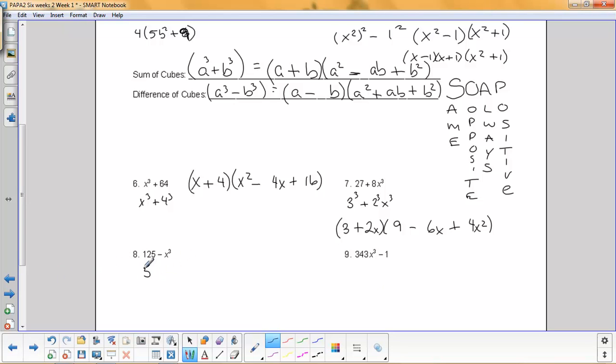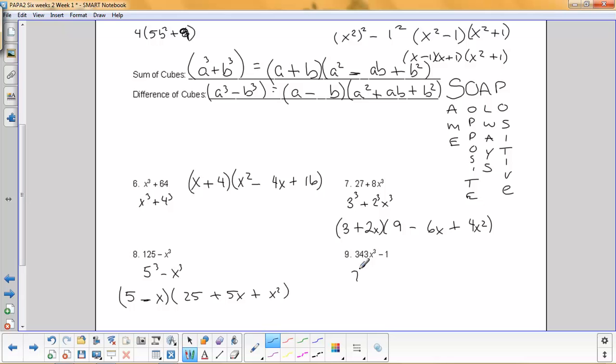Acknowledge that this is a perfect cube, change it to here, minus x to the third, 5x, 25, 5x, and x squared. Same, opposite, always positive.